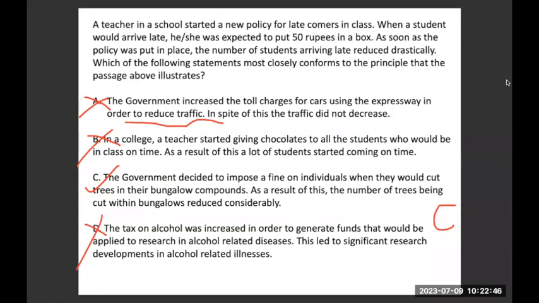Option B. Okay. So option B, Kavya, is a positive reinforcement where you are given a reward for good behavior. You're not fined for bad behavior. The last part which says as a result of this, a lot of students started coming on time, that is course correction, which is happening in the first part. But in the question, you are fined, versus in option B, you are given a reward, which is an opposite thing happening. That's why option B is wrong.